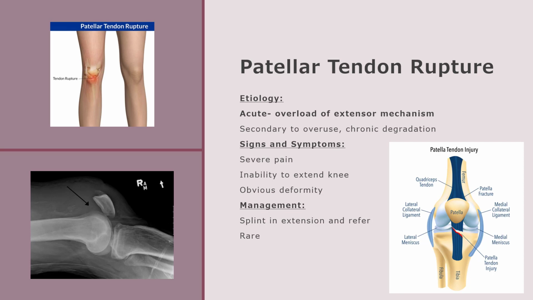Patella tendon ruptures are common as a secondary injury after a chronic inflammation, such as patella tendinitis of the tendon, which has previously created damage and degradation of the tendon structure and strength. Signs and symptoms of patella tendon rupture include severe pain, inability to extend the knee, and obvious deformity. Management should include splinting the knee in extension and referral to a physician. Patella tendon ruptures are rare in sports.